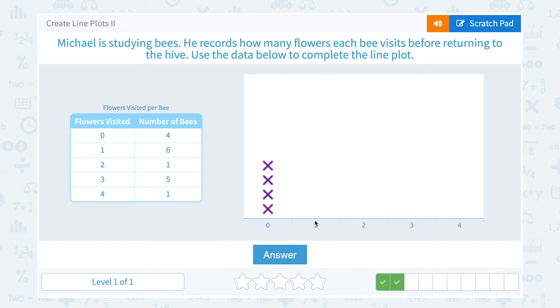1 flower was visited by 6 bees. So I'm going to go to 1 on my X-axis and include 6 X's to represent my 6 bees. 2 flowers were visited by 1 bee. So if I go to 2 on my X-axis, I'm only going to draw 1 X. 3 flowers were visited by 5 bees. So if I go to 3, I'm going to include 5 X's. And 4 flowers were visited by 1 bee. So I'm going to go to 4 and just draw 1 X.